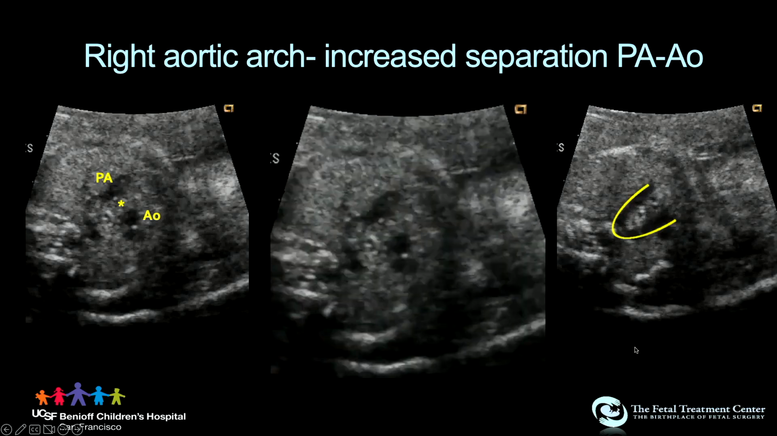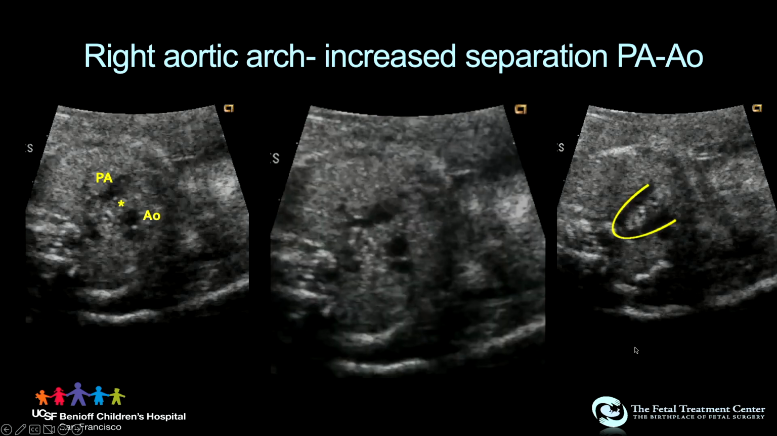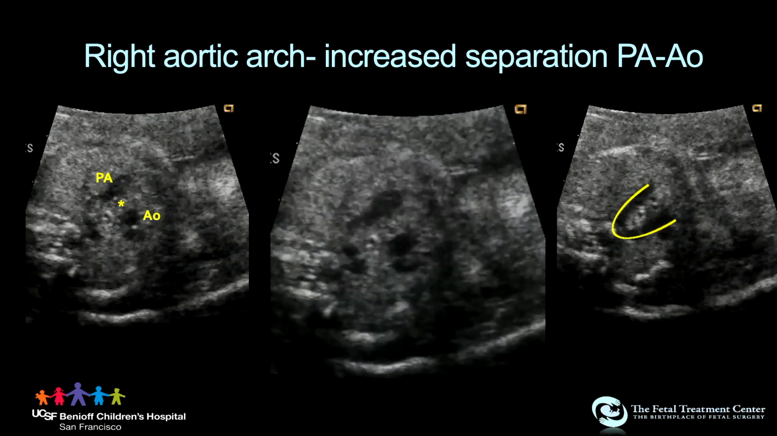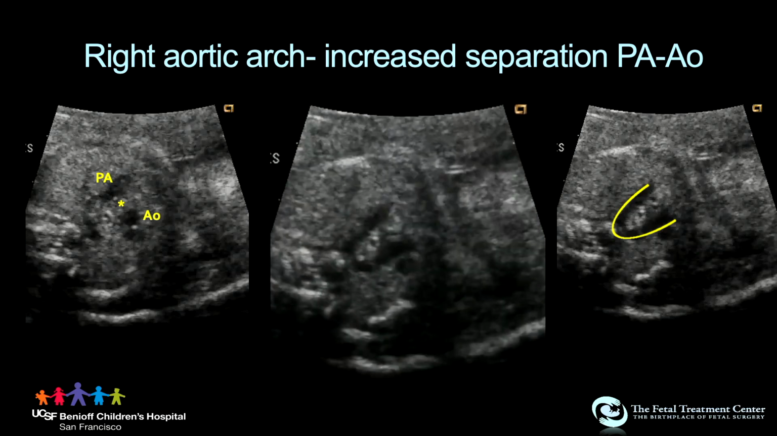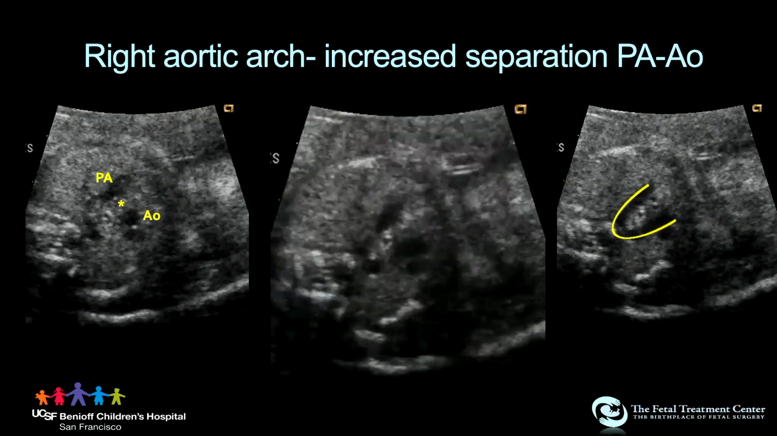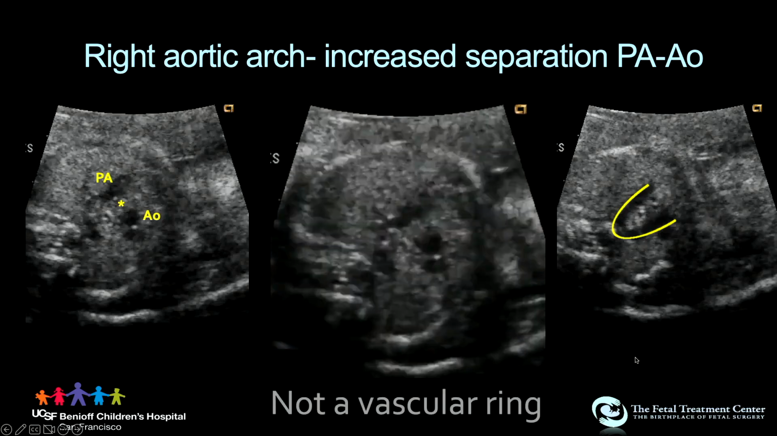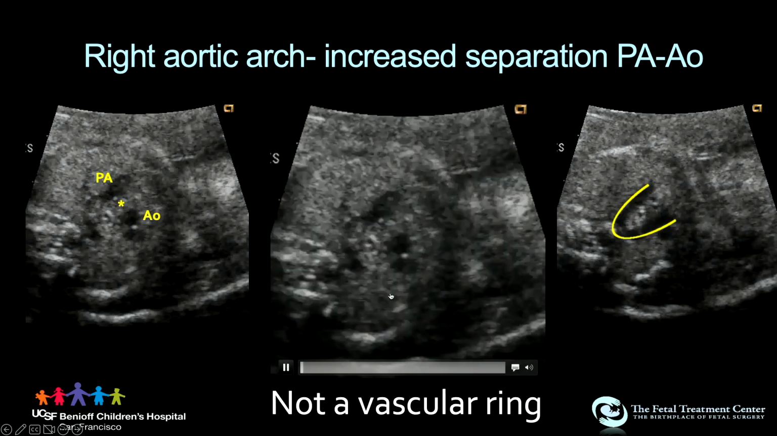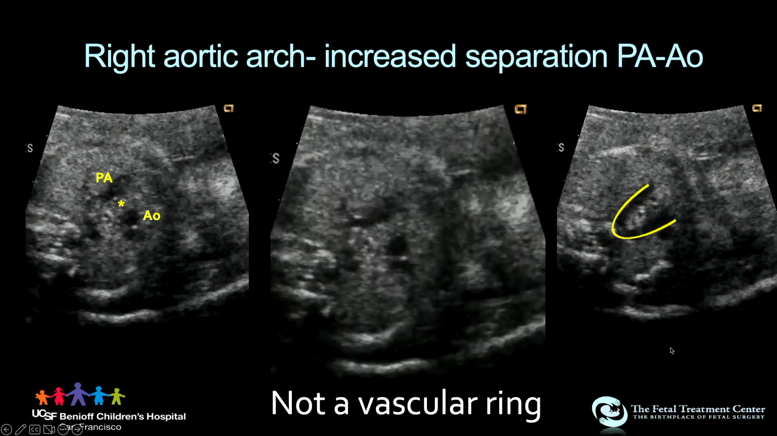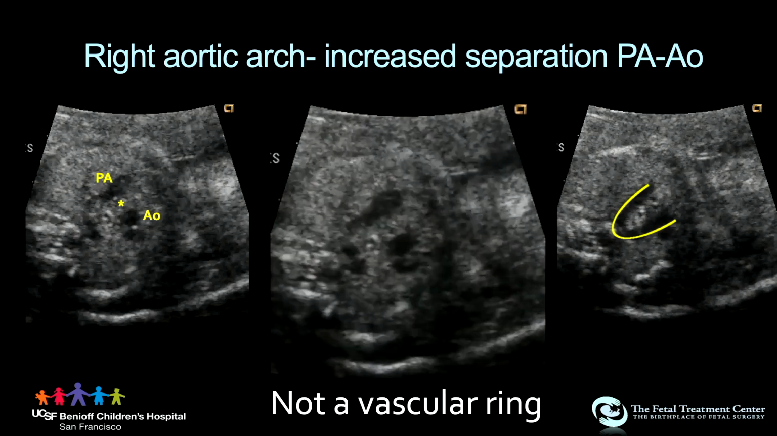So in this case, however, when we talk about vascular rings, this is a patient with a right aortic arch that had normal branching patterns. So this does not actually comprise a vascular ring because there's nothing traveling posterior to the trachea and esophagus back here.